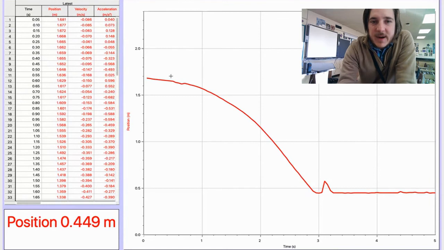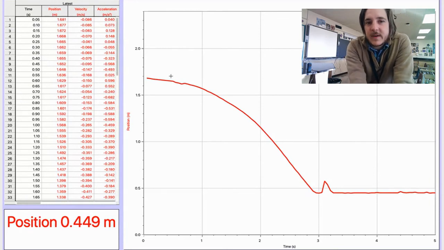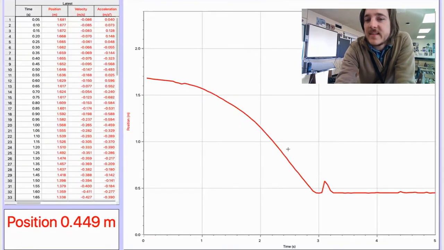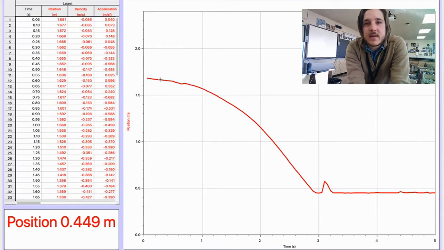The second thing that you might notice is the shape of the graph is different because I am now moving towards the motion detector. Remember, if you're moving towards the origin, you have a negative line. So I now have a negative line that's getting steeper over time. I have a negative line because I'm moving closer to the motion detector, and it's getting steeper because my speed is increasing.